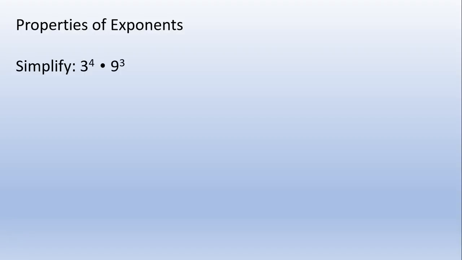For example, if you look at the 9, 9 is the same thing as 3 squared. So now at least we have everything written with the same base, and we can start to apply some of our properties. So 3 squared to the third power is the same thing as 3 to the sixth power. And now we're multiplying, and the bases are both 3's, so we can add the exponents and have a final simplified result of 3 to the 10th power.